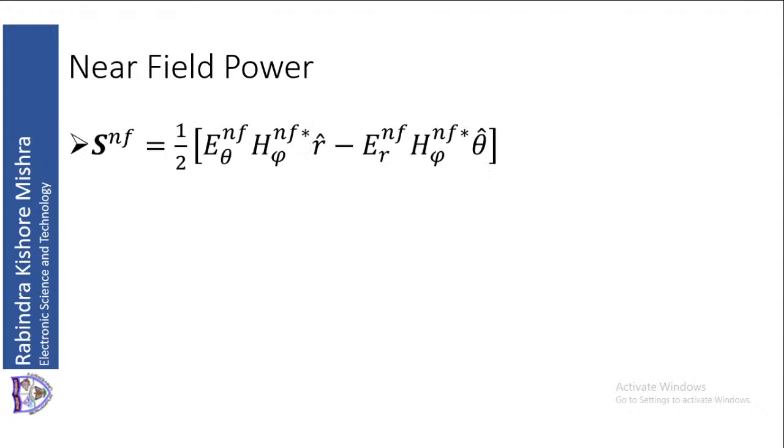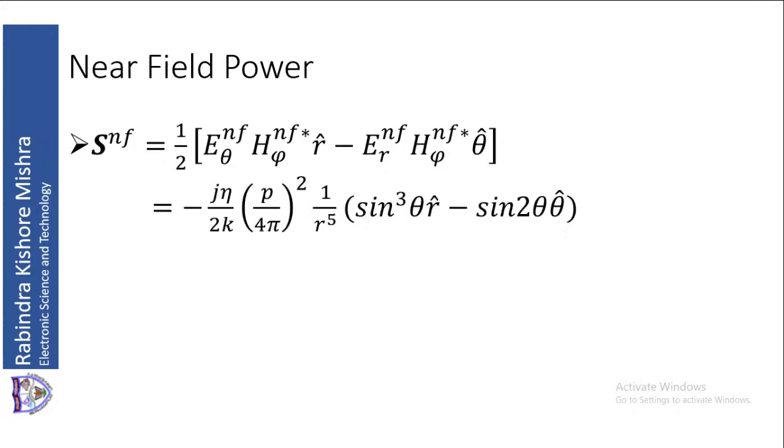So now let us find out the near field power, S_NF. This will be 1/2 [E_theta^NF H_phi^NF* r cap minus E_r^NF H_phi^NF* theta cap]. Now we know what is E_theta^NF, what is E_r^NF, what is E_phi^NF, what is H_phi^NF. So from that we can find out the power. S_NF will be minus j eta/2 k p/2 pi into 1/r^5 [sin theta r cap minus sin 2 theta theta cap].